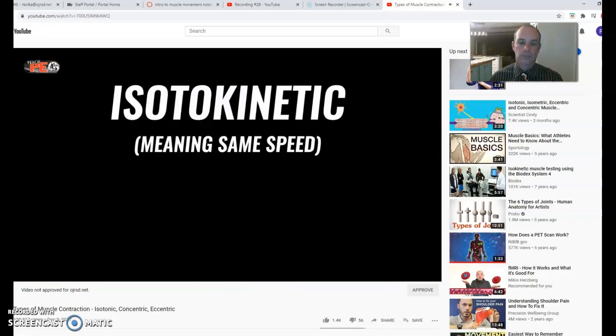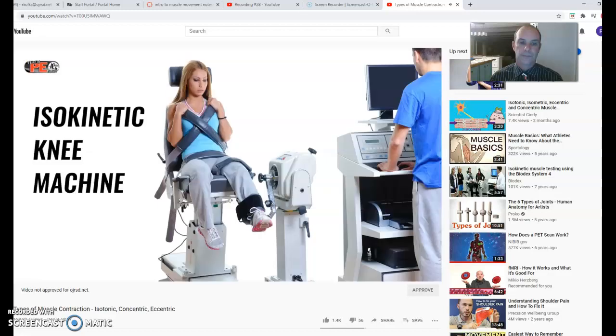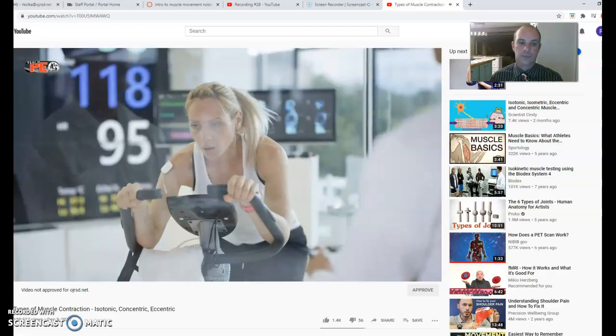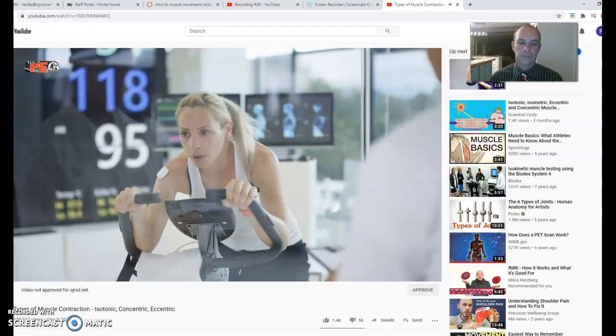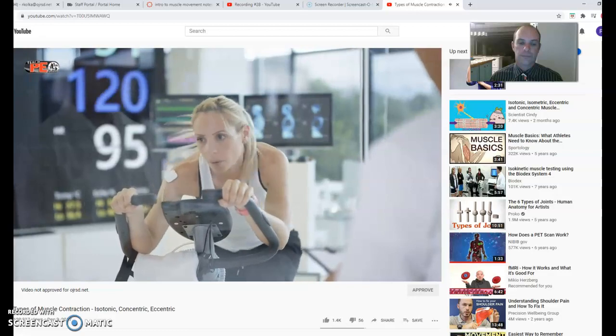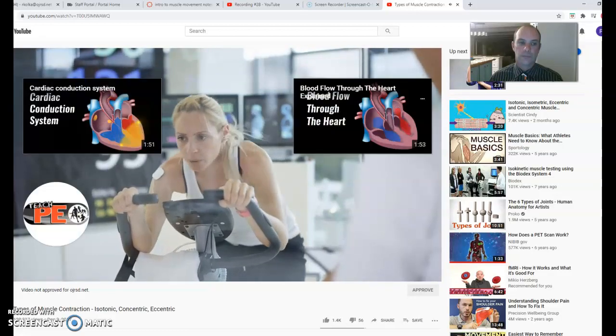Isokinetic contractions occur when a muscle changes length during the contraction and produce movements of a constant speed. An example of an isokinetic contraction would be whilst cycling on a stationary bike that results in a constant leg movement. The resistance of the bike may vary, but the revolutions per minute would remain constant.